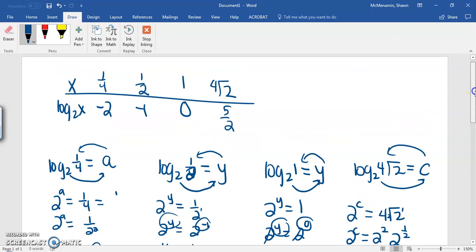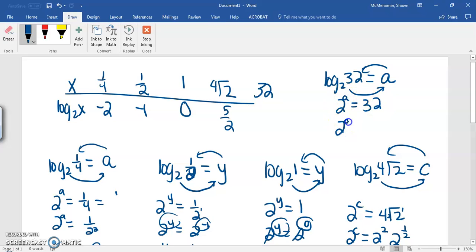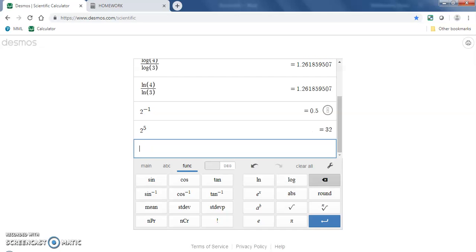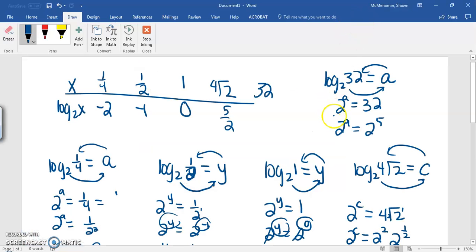And then 32. So we have log base 2, and then instead of writing x, you write 32. We don't know what it equals, so make it equal to a variable like a. So 2 to the a equals 32. And then let's see, 2 to the 4th would be 16, so I think this is 2 to the 5th. And you can check this in your calculator. 2 to the 5th, does that give you 32? So 2 raised to the 5th does give you 32. So since the bases are the same, a equals 5. And so we're done.